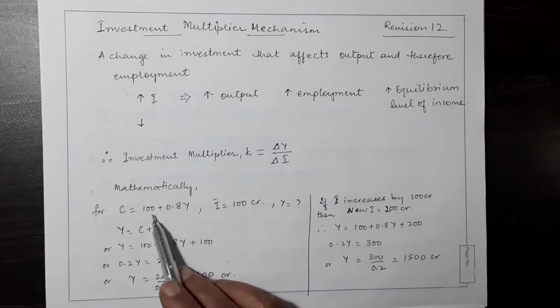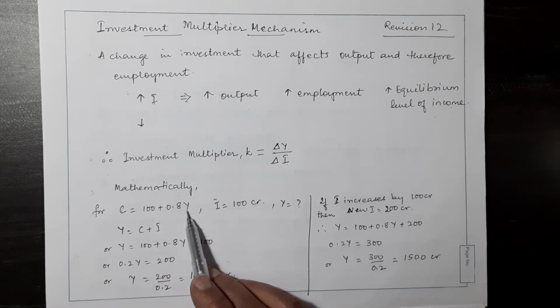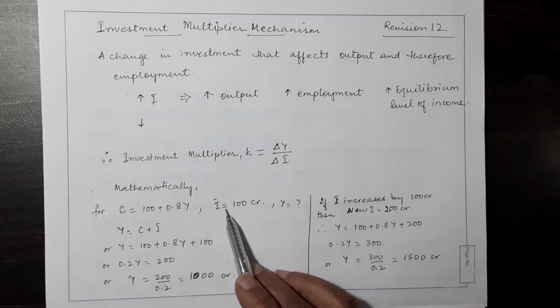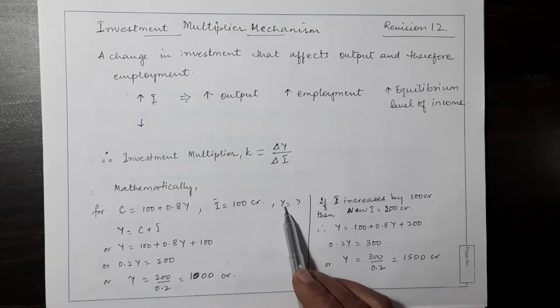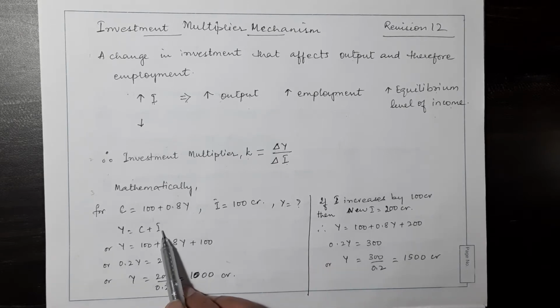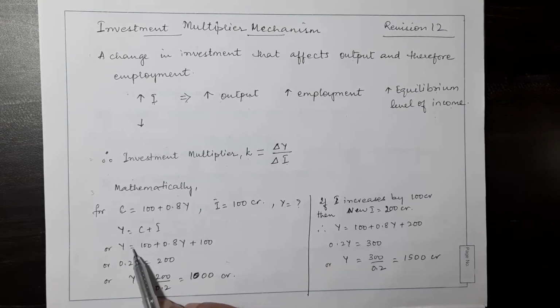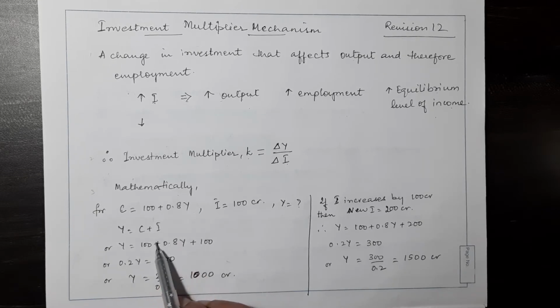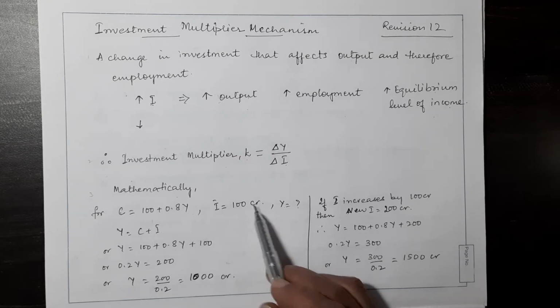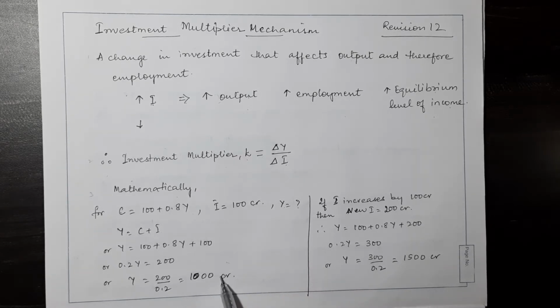For a consumption function 100 plus 0.8y, where 0.8 is the MPC, and autonomous investment given as 100 crores, what will be the level of income? We know Y is equal to C plus I. Now substituting the value of C, we get Y equal to 100 plus 0.8Y plus 100, and calculating that we get the income equal to 1000 crore. So for an investment of 100 crores, the income is 1000 crore.